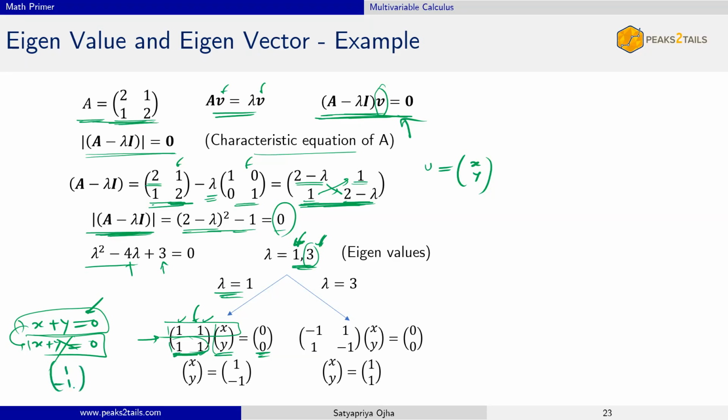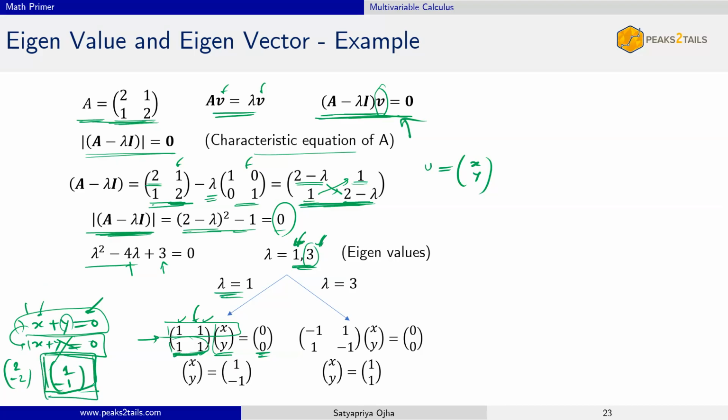X plus y must be 0. You can take 2, minus 2 also, doesn't matter. The convention is when you report eigenvectors, one of them should be 1, right? You can just make one of them 1, and the other one comes out as minus 1. That's your eigenvector. Please remember, direction is important.